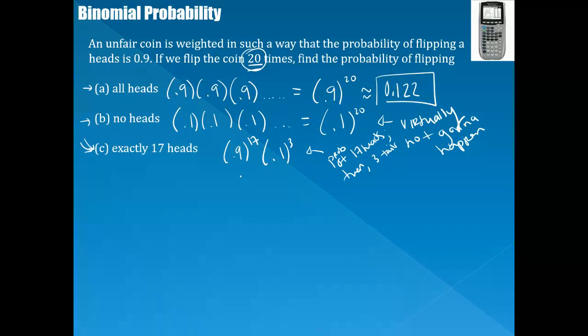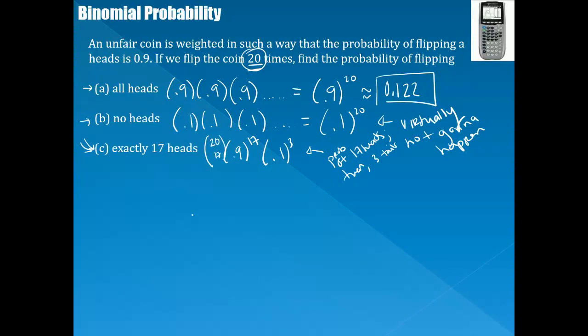This is limiting it a little bit because this is just one possible way to get it. I could get 17 heads and then 3 tails, 17 H's and then 3 T's. But what if those T's are scattered? What if things are moved around a little bit? Well, what can I do to figure that piece of it out? Oh, well, how many ways are there to arrange those letters?